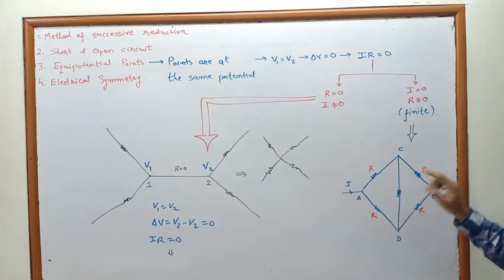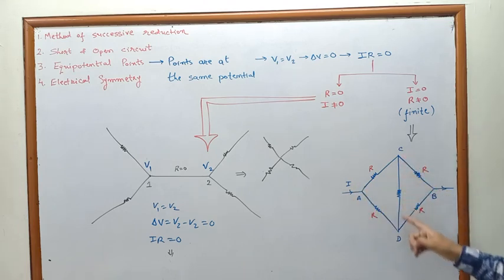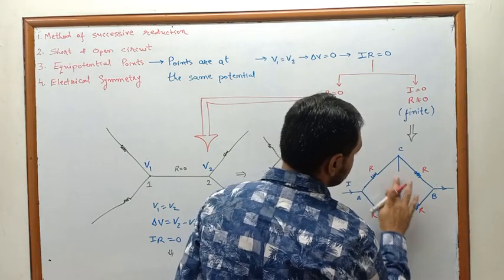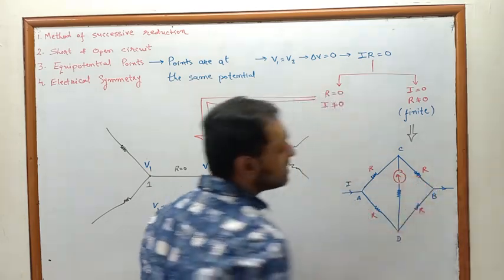Say this is one Wheatstone bridge. Okay. Now if you find that current through this C and D branch, branch CD, is 0.